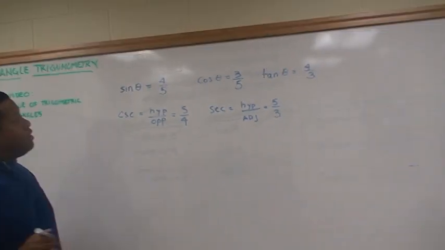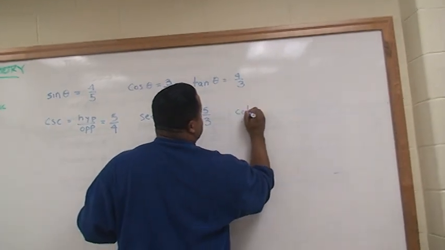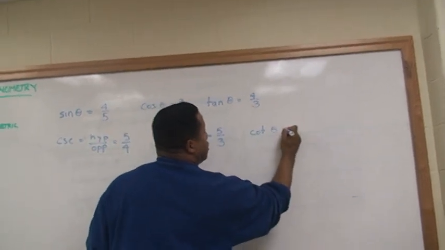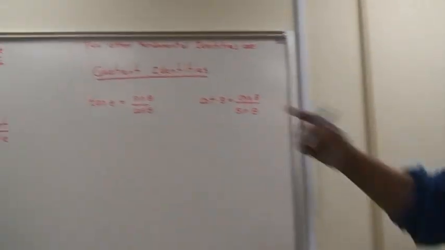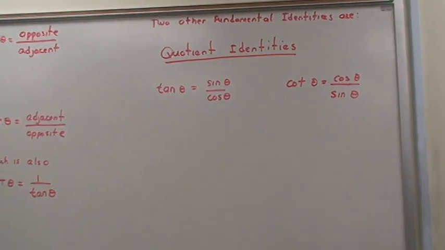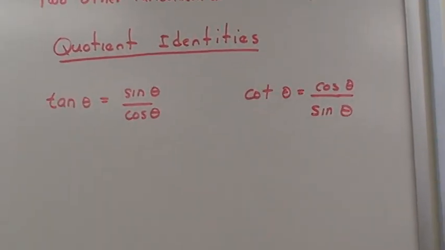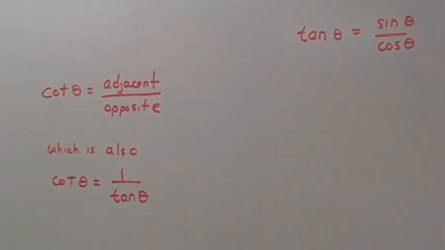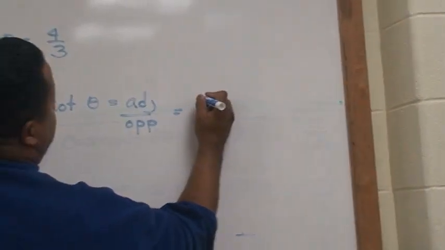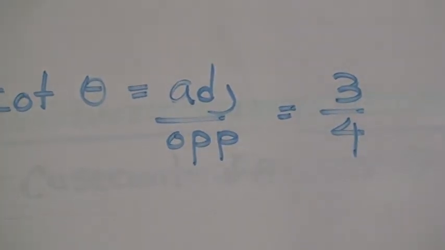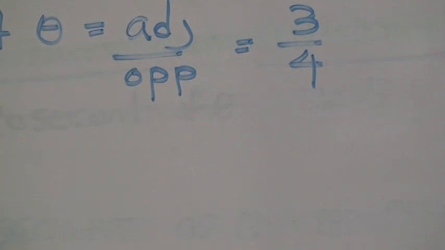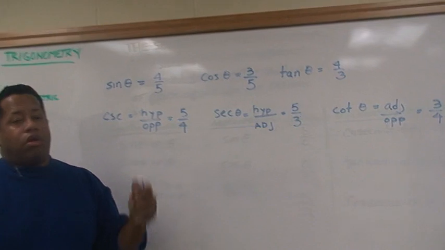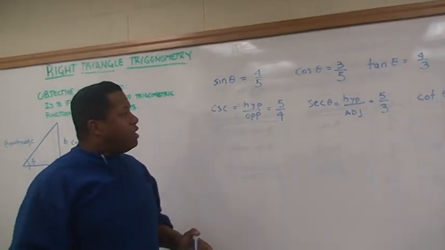How about tangent, or cotangent that is? Cotangent theta. This is secant theta. Cotangent theta will be the what? It will be the adjacent side over the opposite side. And that will be represented with what? The value of 3 over 4. Now, we see how these identities work as opposed to the first three basic identities.